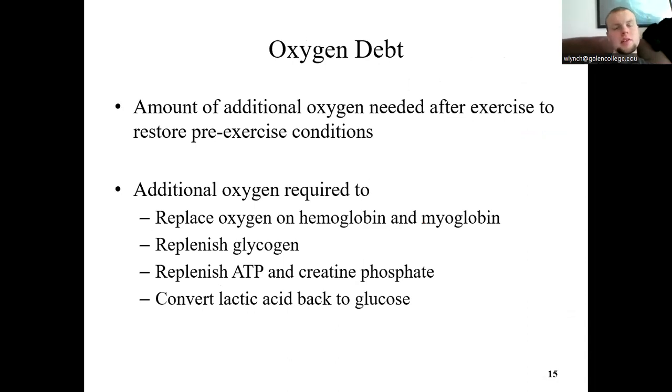So when we are in an exercise state, we are then going to owe what is called an oxygen debt. The oxygen debt is the amount of oxygen that we need to get back in after exercise to reestablish what we were before that. So the additional oxygen is going to be there to replace the oxygen on the hemoglobin and myoglobin, replace glycogen storage, replace ATP, and replace creatine phosphate.